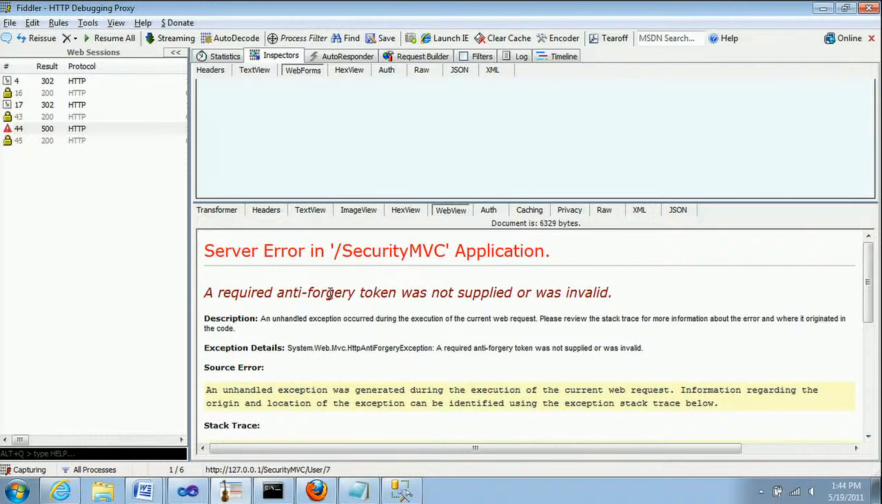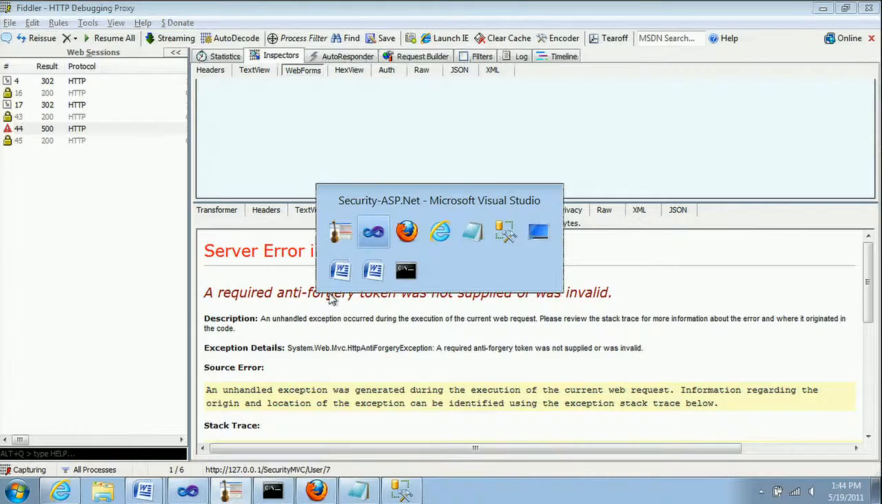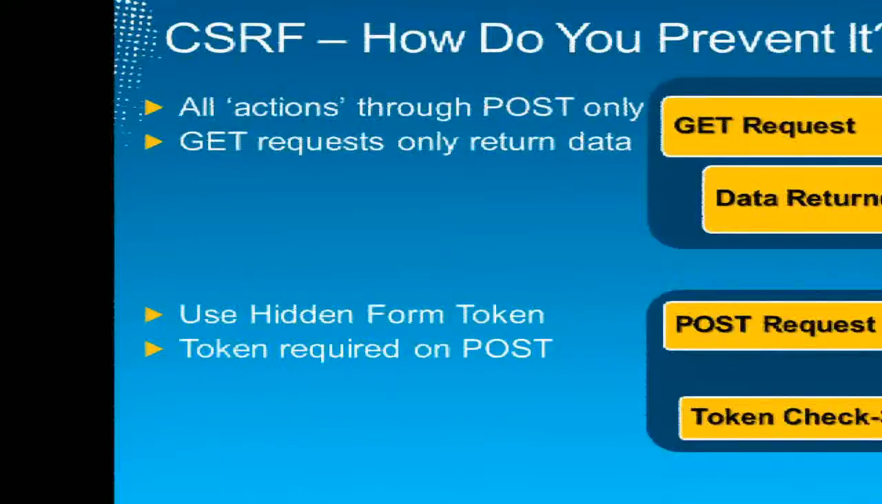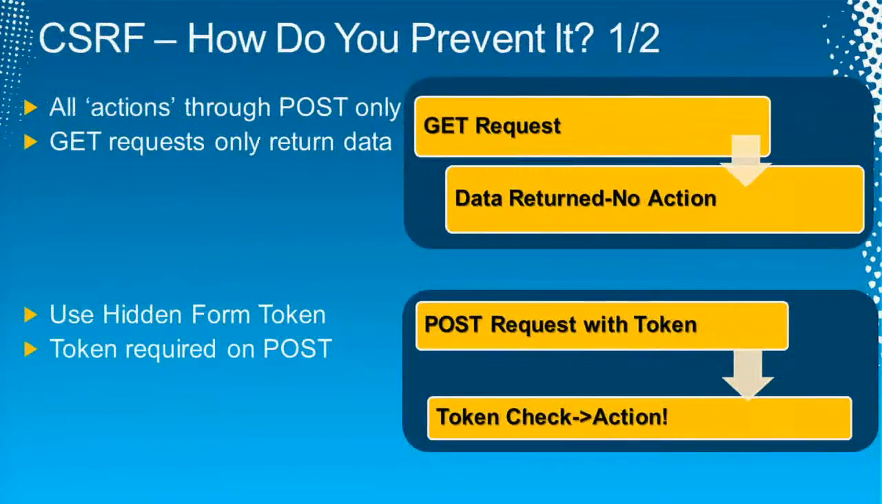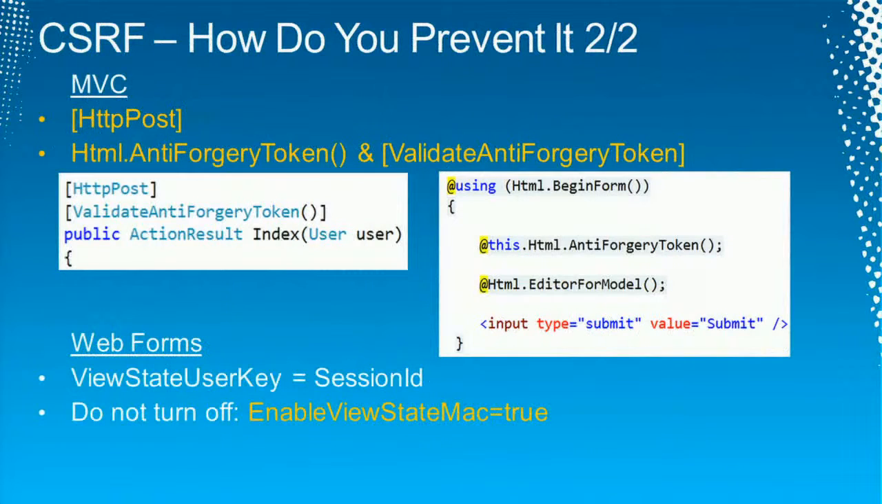Now, let's go back to web forms because there's something really neat about this. Let's go to that slide. We saw that with MVC we can simply include the anti-forgery token and validate it. One thing in web forms you want to do is not turn off viewStateMac. That helps make sure that the data on this page that gets posted over has not been tampered with at all.